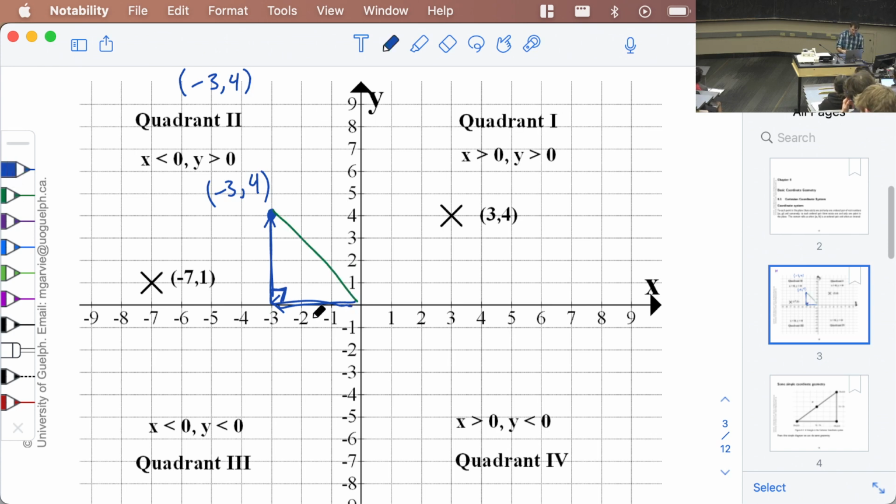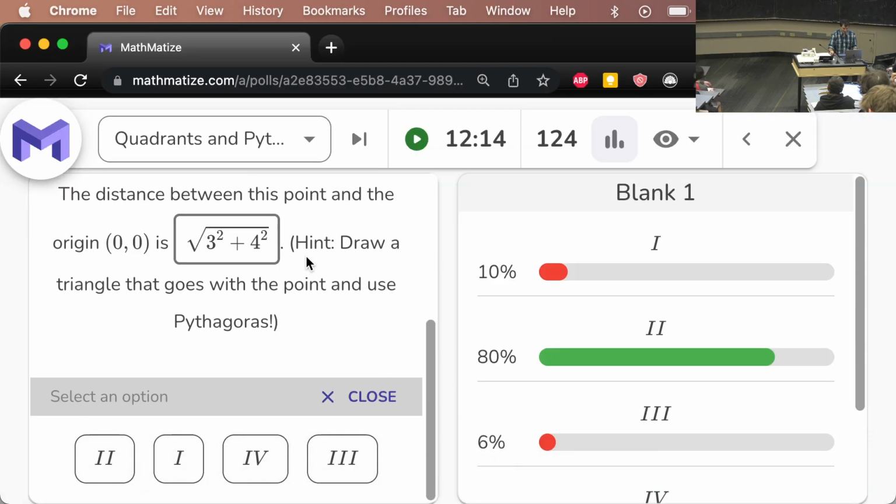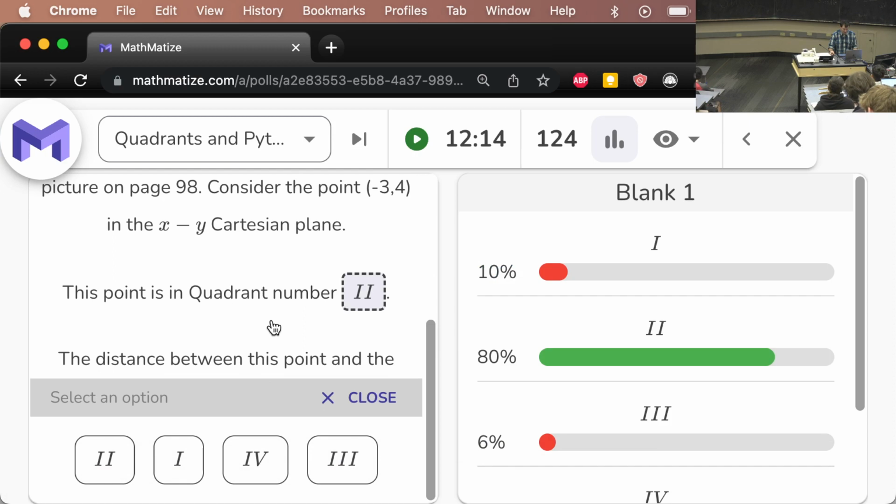So you have to know this side is length 3. This side is length 4. And to do Pythagoras, you're going to calculate the length of this hypotenuse. Let's call it d. d squared equals 3 squared plus 4 squared. That is what Pythagoras says, and it comes from the legs 3 and 4 of this triangle. So let's see if you got this right. What did people say for the next one? The answer is the square root of 3 squared plus 4 squared.